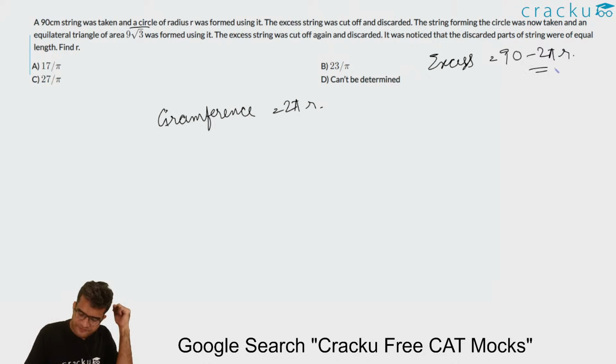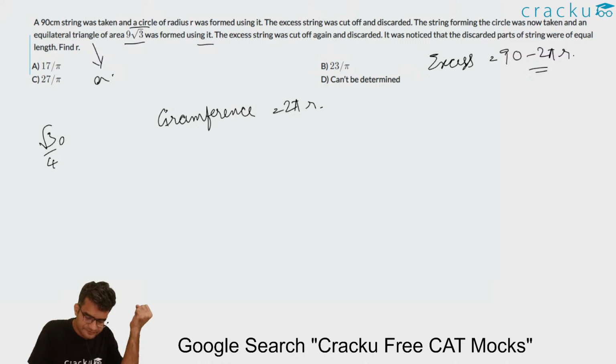This is cut off. The string forming the circle was now taken and an equilateral triangle of area 9 root 3 was formed using it. If the side of the equilateral triangle is a, the area of the equilateral triangle is root 3 by 4 a square.